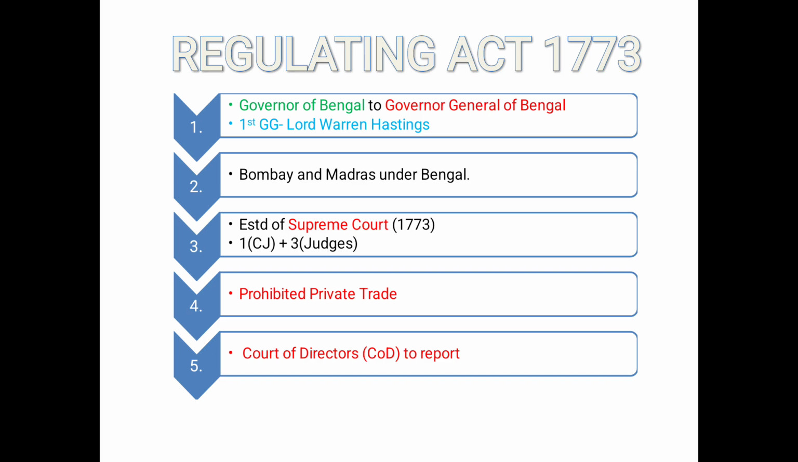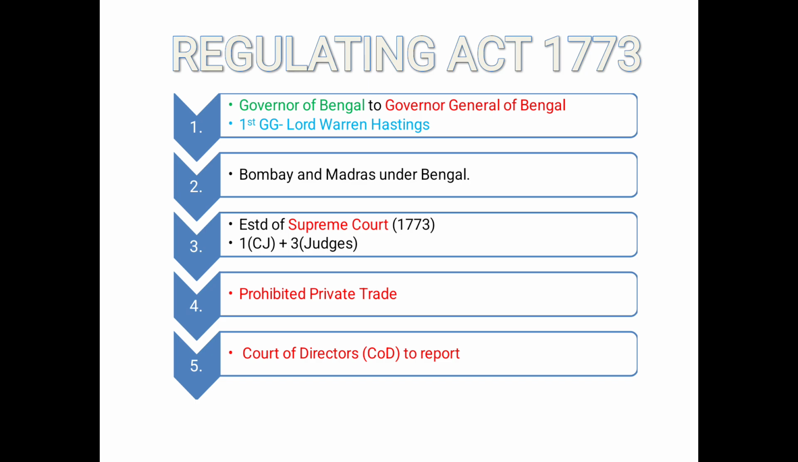It means that for the first time the administration was centralized. As you know, in India there were three presidencies: Bengal, Madras, and Bombay. This is the first act where it has been centralized, meaning all the presidencies have the same administration. So, let us look at the features of the act.